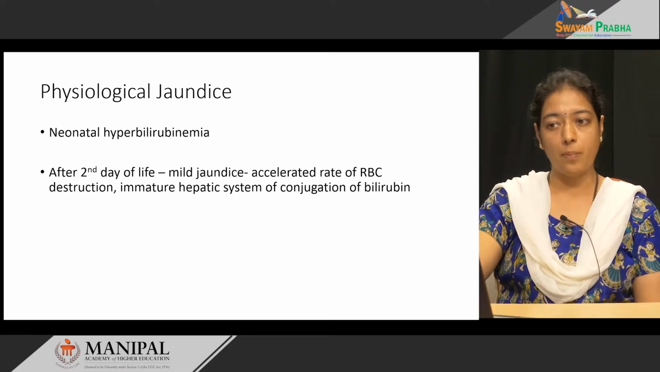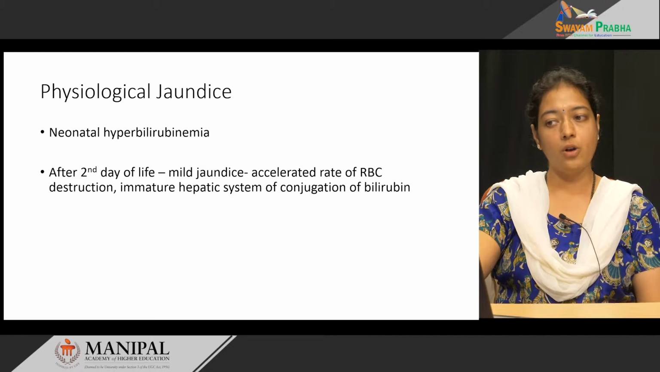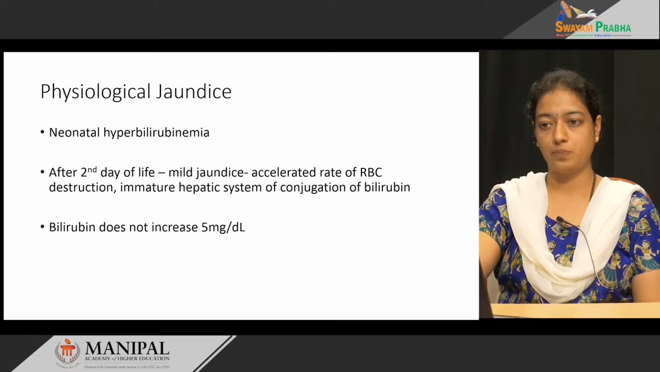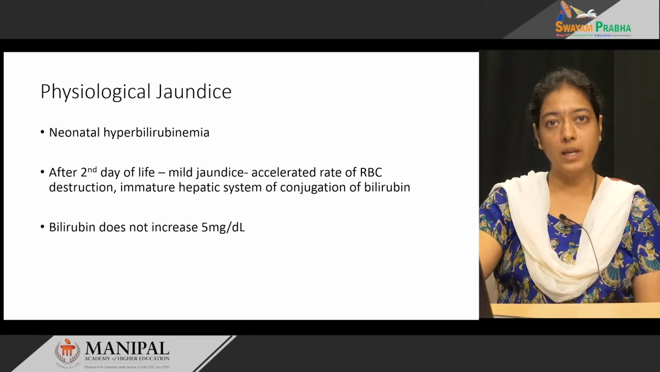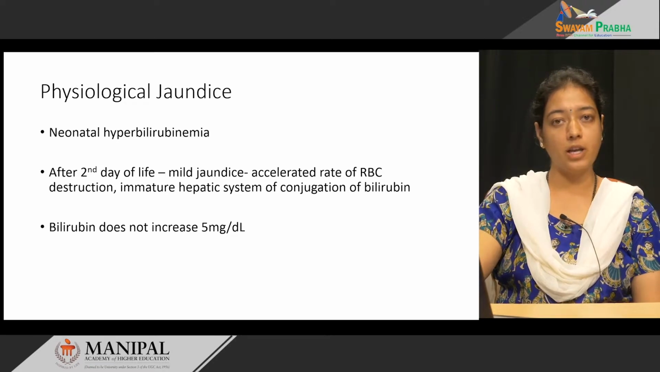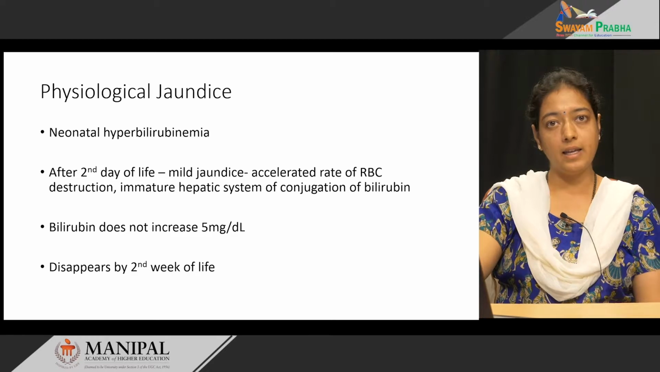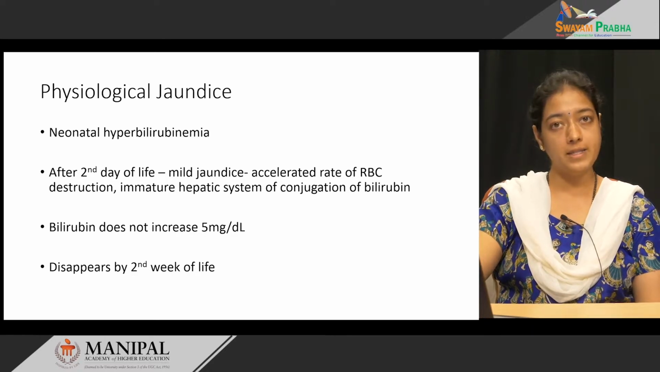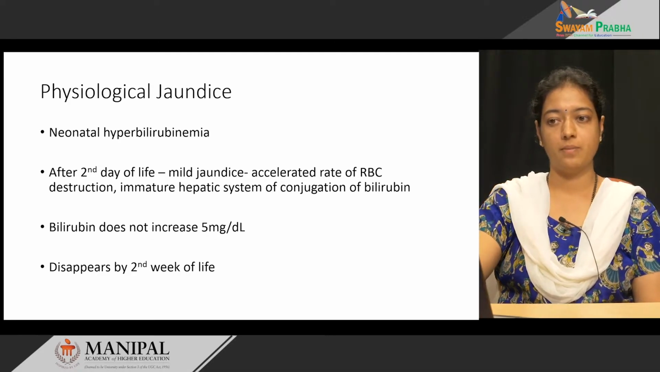The immature hepatic system of conjugation is defective. The bilirubin increases, but it does not increase more than 5 milligram per deciliter, and this increased level of bilirubin disappears by the second week of life. So, this is physiological jaundice.